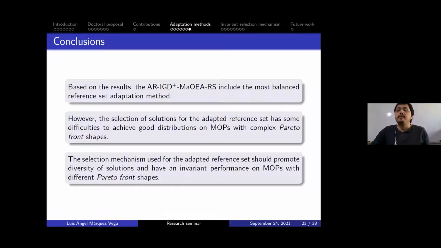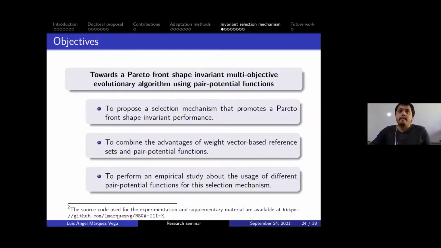Based on the results, we can conclude that the MOEA with adaptation method from AR-MOEA includes the most balanced reference set adaptation method. However, it has some difficulties to achieve good distributions on problems with complex Pareto front shapes. Also, the selection mechanism used for this adaptation should promote diversity of solutions, and its performance should be invariant regardless of different Pareto front shapes.